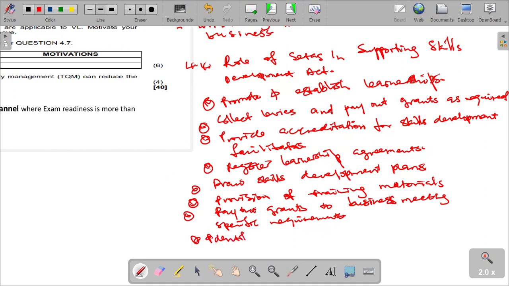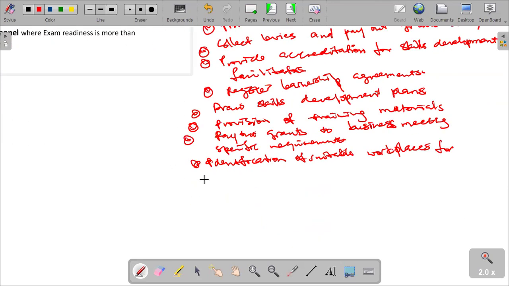Identification of suitable workplaces for practicals, for practical work experience of the learners, for practical work experiences of the students or learners.